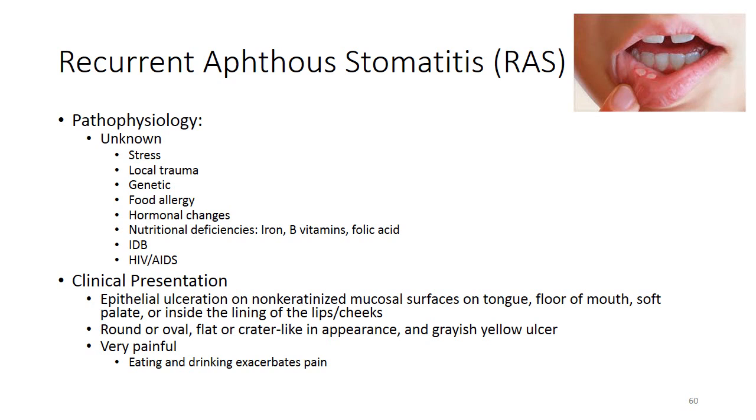RAS lesions occur on non-keratinized mucosal surfaces on the tongue, the floor of the mouth, the soft palate, or inside the lining of the lips and cheeks. The lesions are round or oval with a flat or crater-like appearance and are grayish-yellow in color. They are very painful, and the pain increases when eating and drinking, and may inhibit normal eating, drinking, talking, swallowing, and routine oral hygiene.